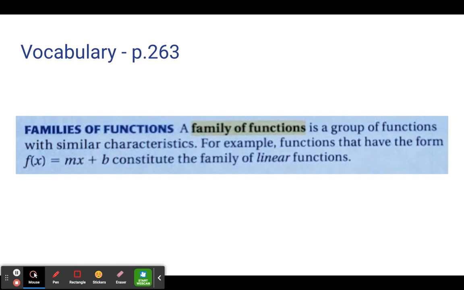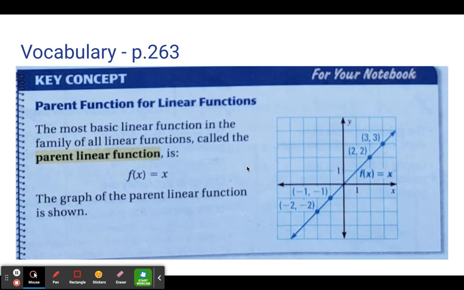So, families of functions. A family of functions is a group of functions with similar characteristics. For example, functions that have the form f of x equals mx plus b constitute a family of linear functions. Everything that we've worked with so far has been linear functions. It means that when we graph them, they show up as a line.